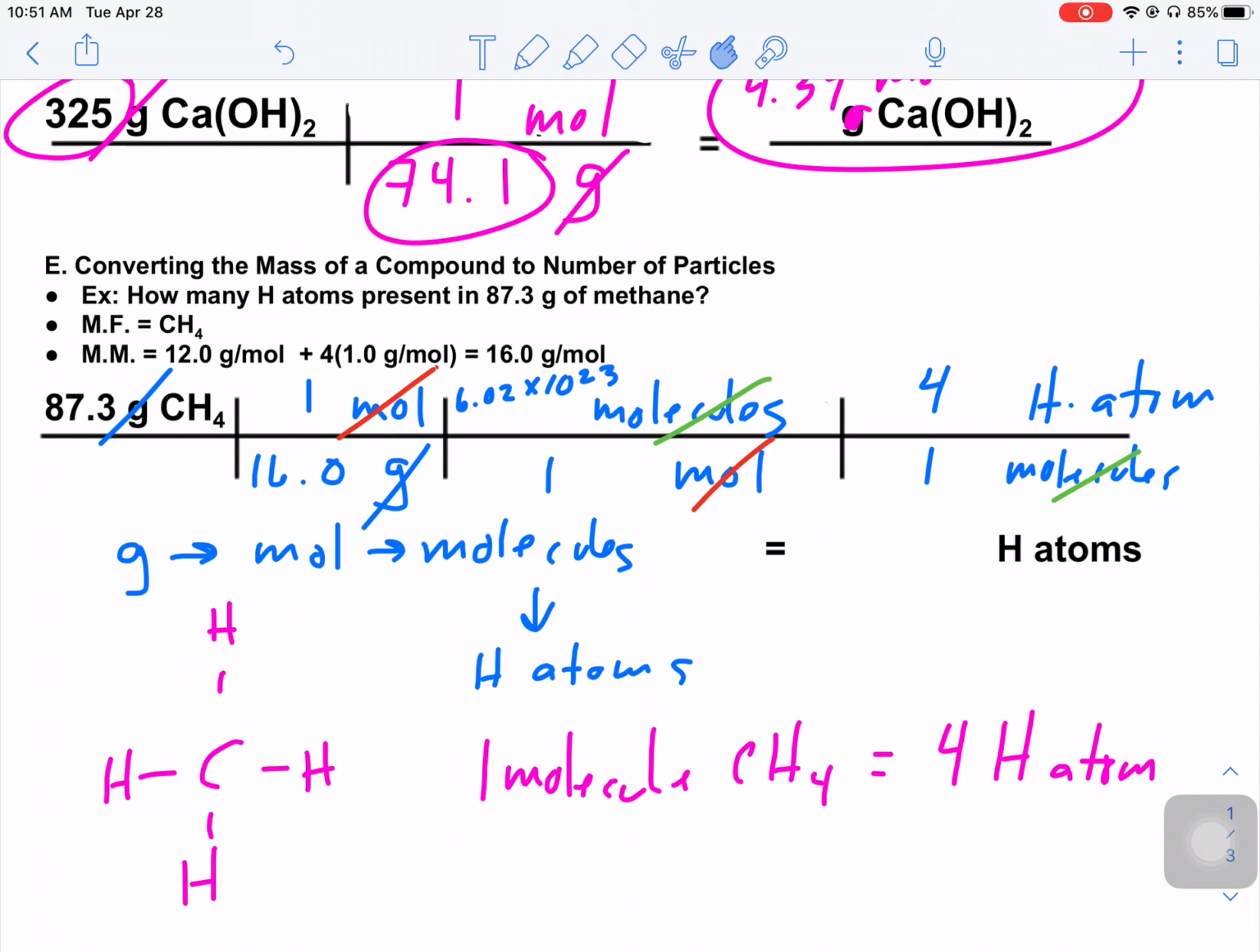So in our calculators, we're going to start with 87.3. We're going to divide by 16.0. We're going to multiply by Avogadro's number. And then we're going to multiply by 4 because there are 4 hydrogen atoms in every 1 molecule. I'm not going to go into sig figs, guys. Just a side note that this is an exact number of atoms per molecule, so we're not going to limit sig figs using that. I am going to keep 3 sig figs, and my final answer is going to be 1.31 times 10 to the 25 atoms.